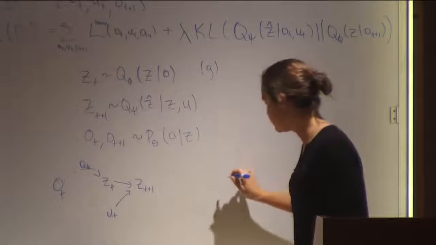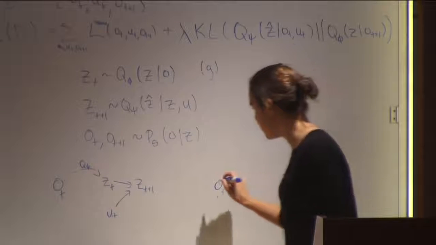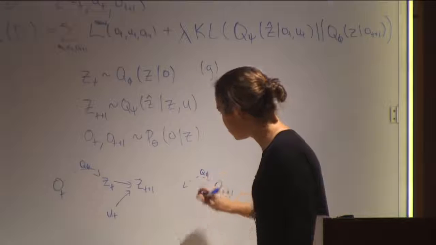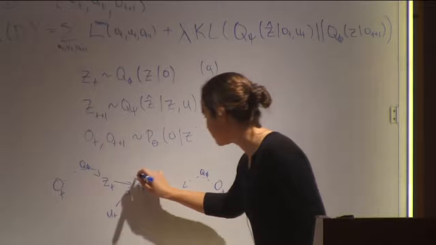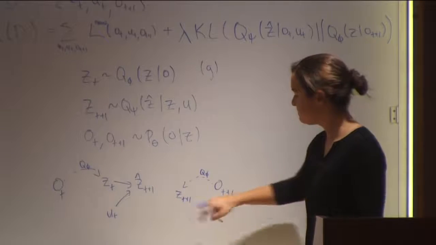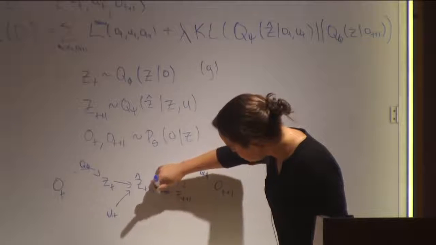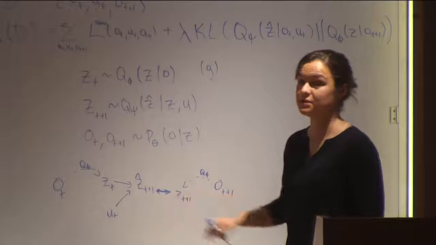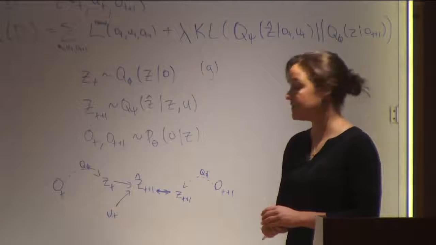And likewise, for your next state, you have an OT plus 1, and you have your same Q phi that maps from OT plus 1 to, oh, actually, I should say this is Z hat T plus 1. This is mapping to the true Z plus 1. And there's going to be a KL term between these two to encourage these two encodings to be consistent, essentially. So the model that predicts Z should be consistent with the true embedding of Z.